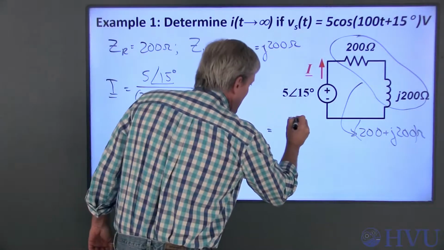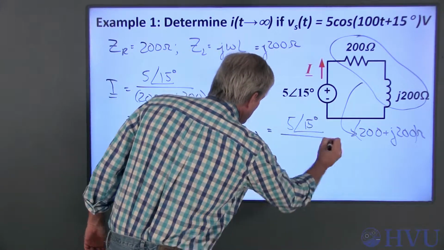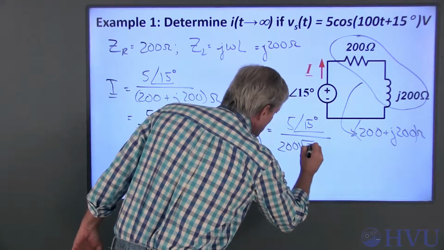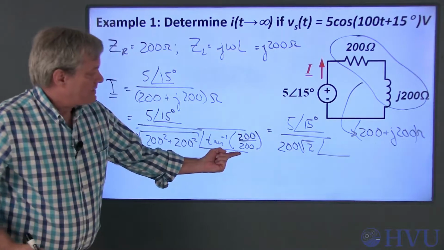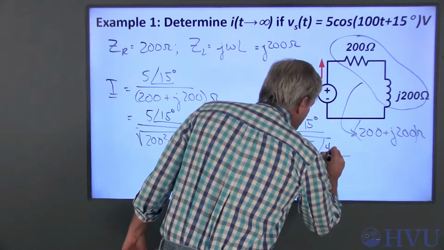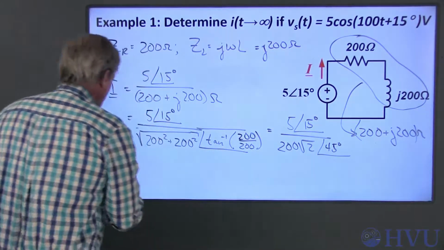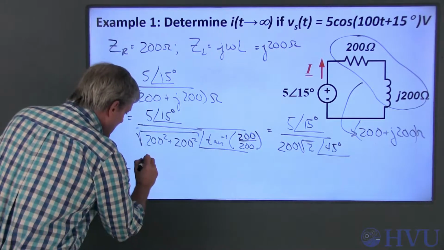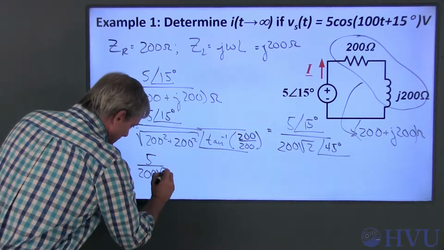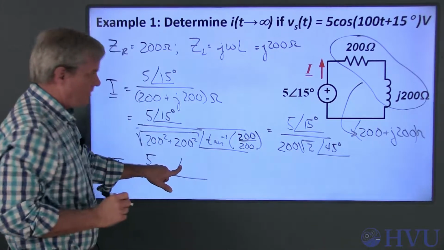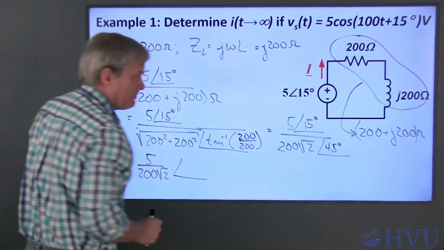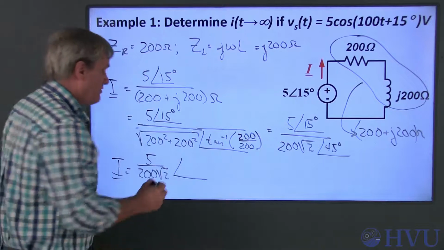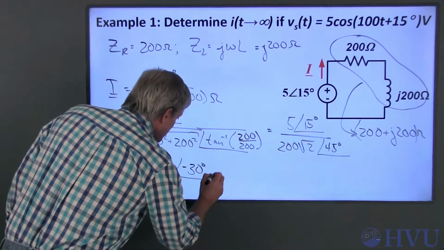So this becomes 5 at an angle of 15 degrees. The magnitude is 200 times the square root of 2. And this angle is 45 degrees. So I, as a phasor, the magnitude is 5 over 200 times the square root of 2. The phase angle is 15 degrees minus 45 degrees. Take the angle of the numerator, subtract the angle of the denominator from that, which becomes minus 30 degrees.